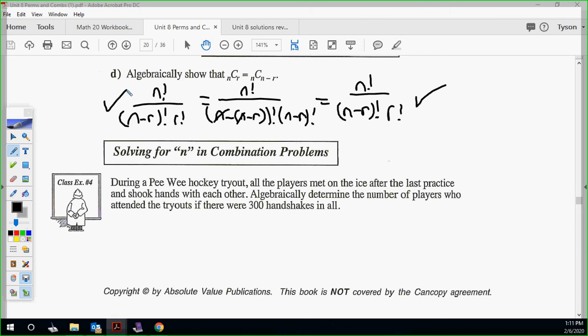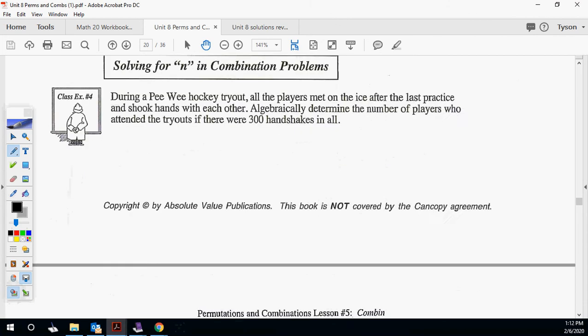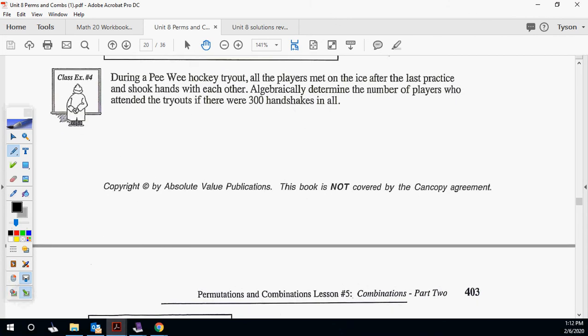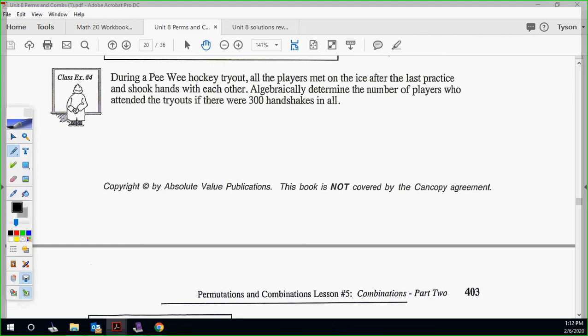Okay, they like handshake problems on your assessments and diploma. Handshake is definitely a combination, because if I shake John's hand, he shakes my hand, we don't count that twice. We don't care the order in which we shake hands. One shake of a hand is one thing.